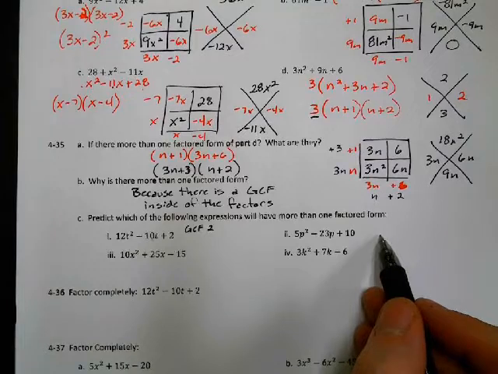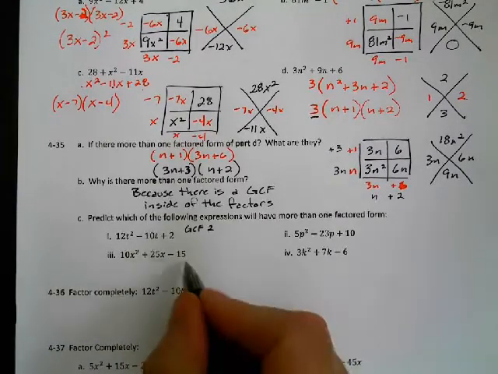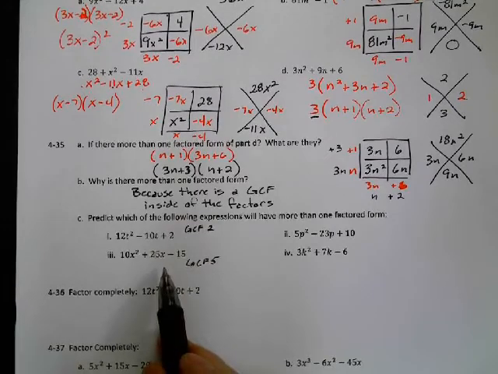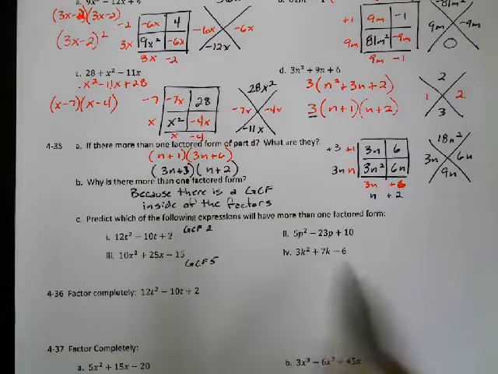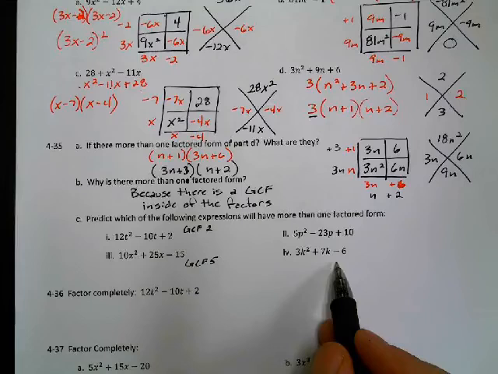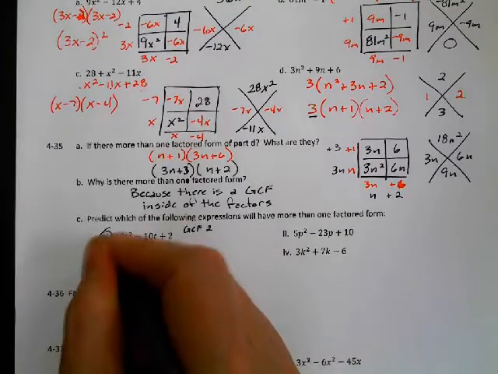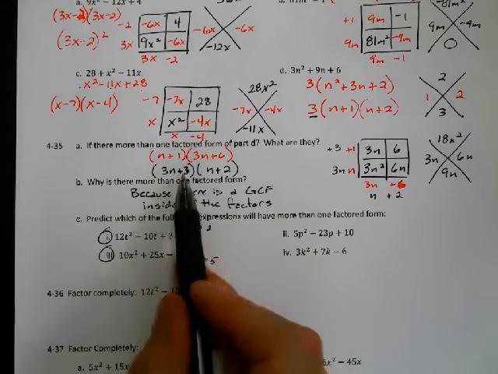This one, 10, 25, negative 15. There's a GCF of 5 in there. So this will give you multiple different correct answers because of the GCF. This one, 3, 7, negative 6, there's no GCF there. So these would only have one factored form. So which ones will give you more than one factored form? These two, because of the GCFs. That's why we want to take out the GCF so we don't get multiple ways of doing the same problem.